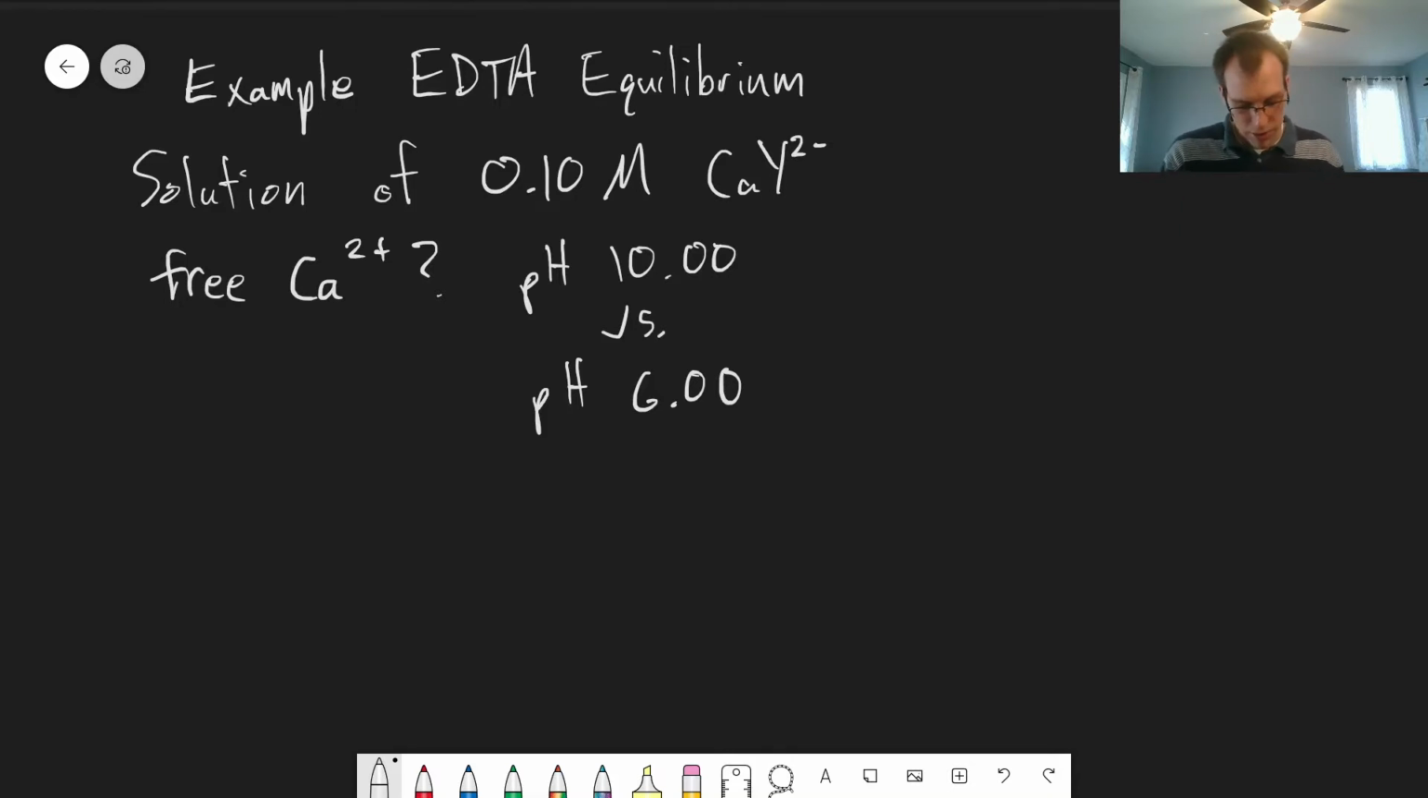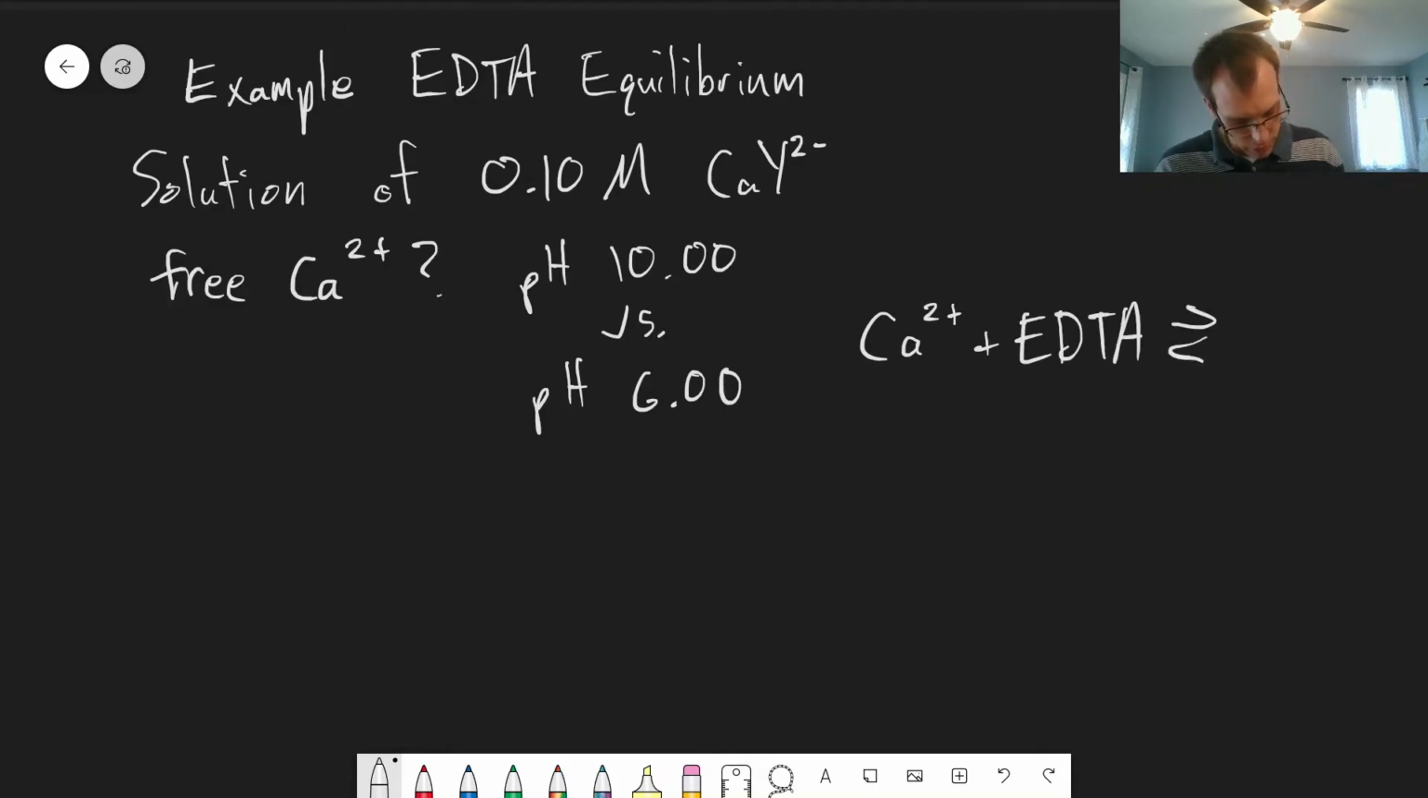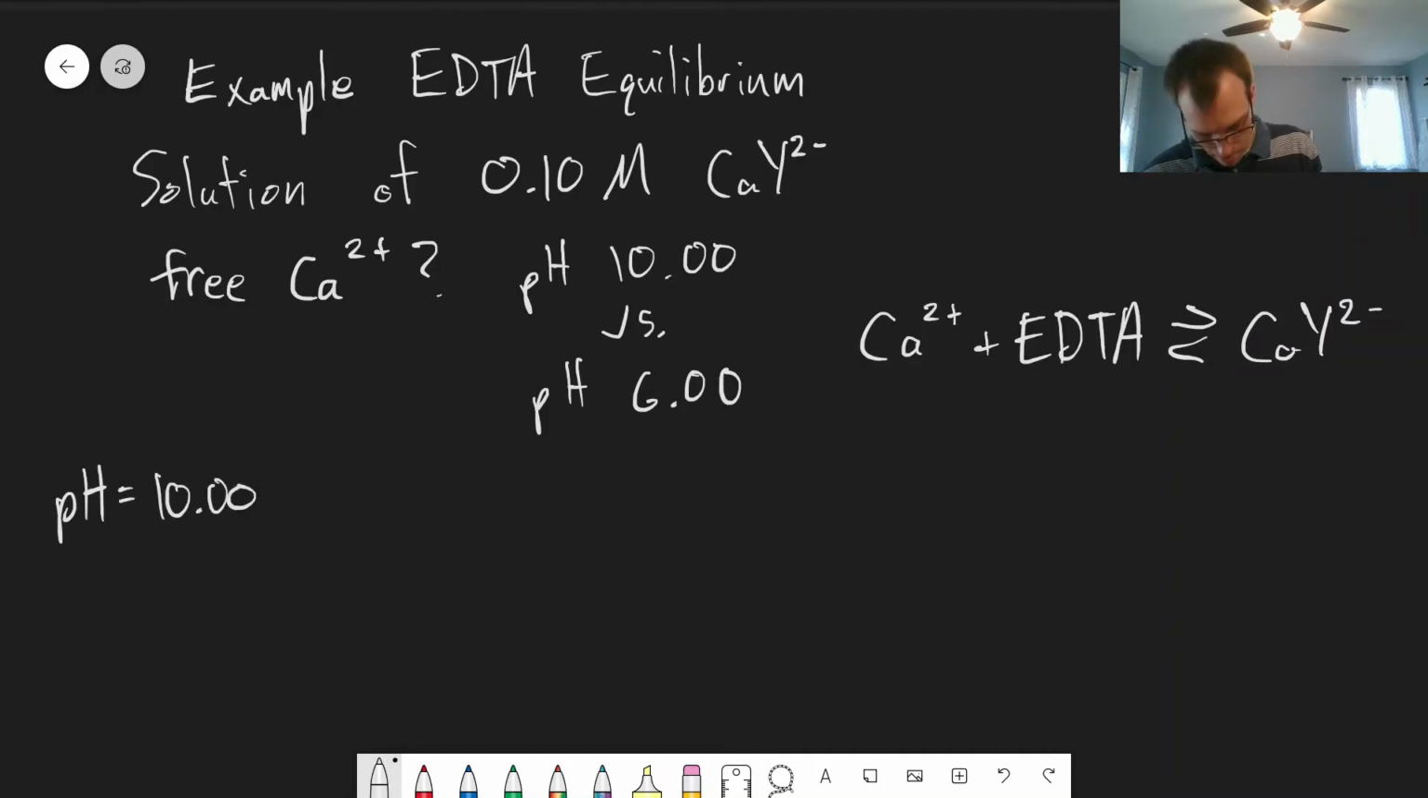Okay, so the reaction we're considering, just to remember, is calcium 2 plus any form of EDTA in equilibrium with calcium Y2 minus. All right, so what's going to be different between these two is the value of alpha Y4 minus. At pH equal to 10, alpha Y4 minus is equal to 0.3. This is from the table that I showed earlier.